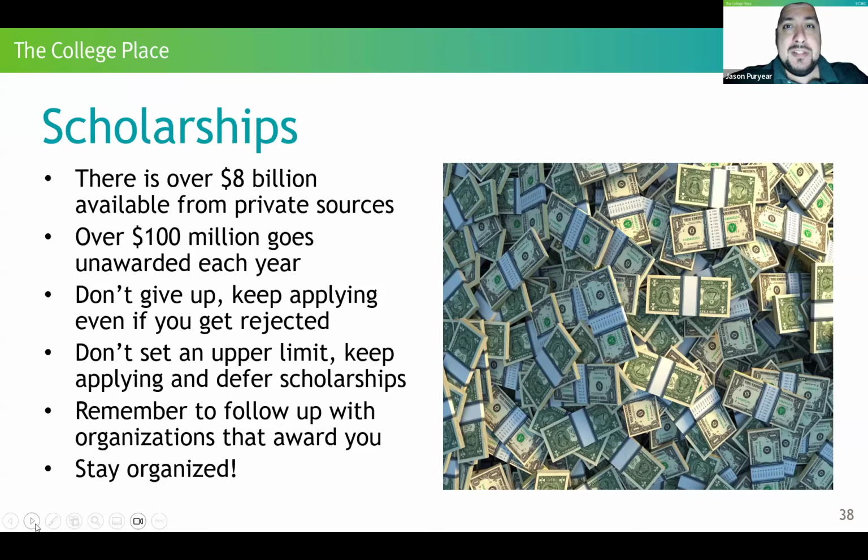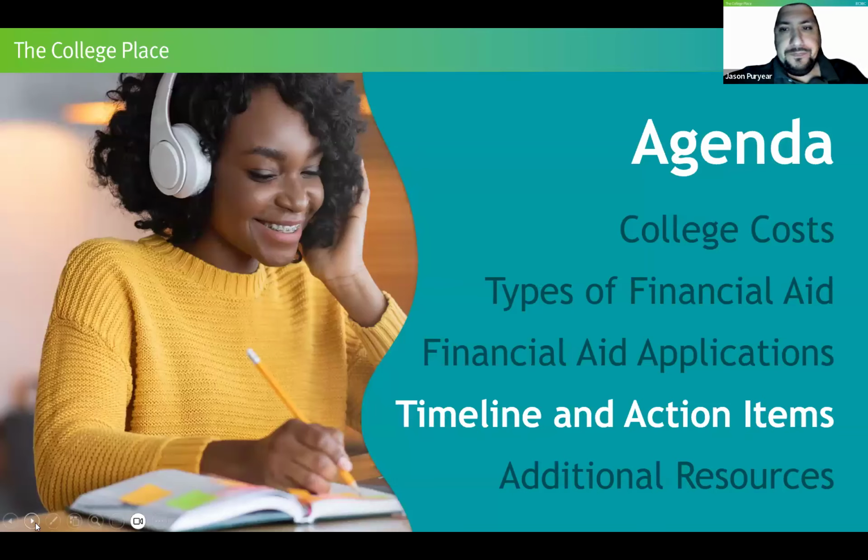If you get $25,000 in private scholarships, that's amazing. Go for 50. If you've got 50, go for 100. There's no limit in this process. So you can always defer for future years of education to help you pay for school. Stay organized. Ask your parents for support.